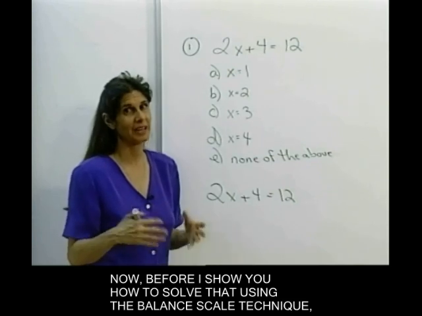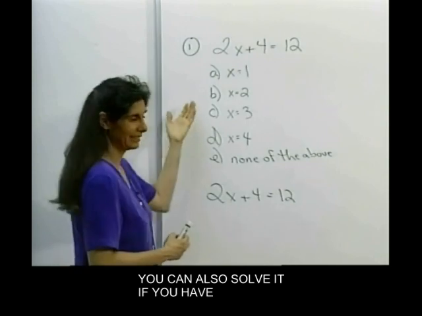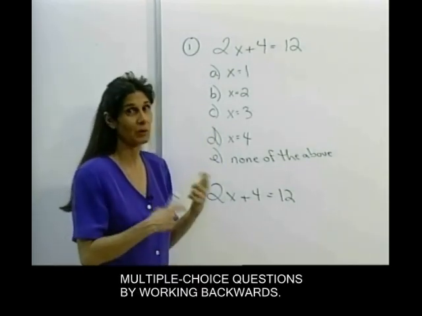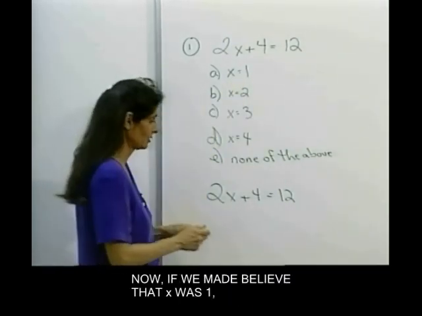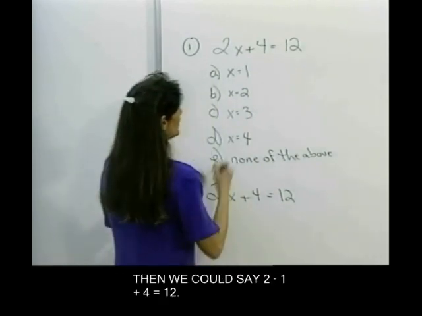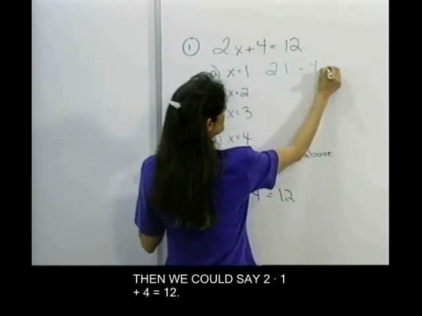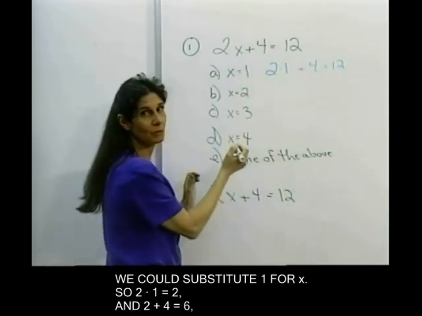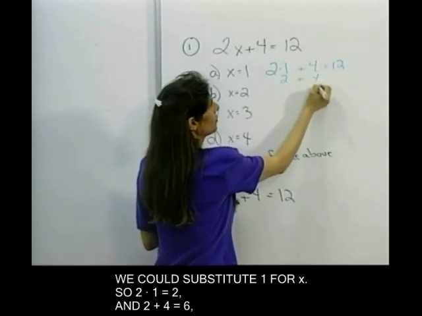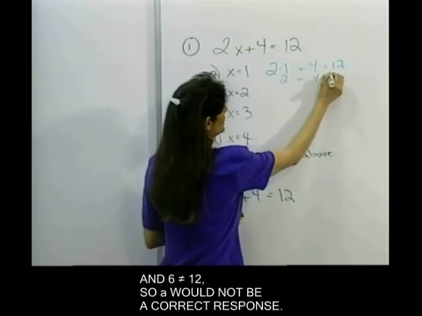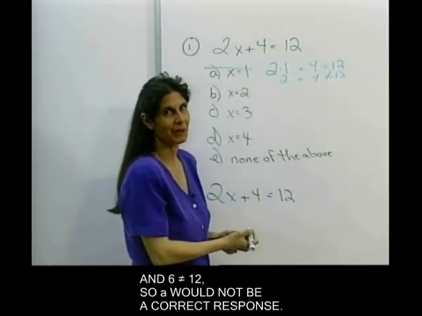Now, before I show you how to solve that using the balanced scale technique, you can also solve it if you have multiple choice questions by working backwards. Now, if we made believe that x was 1, then we could say 2 times 1 plus 4 equals 12. We could substitute 1 for x. So 2 times 1 is 2, and 2 plus 4 is 6, and 6 does not equal 12, so A would not be a correct response.